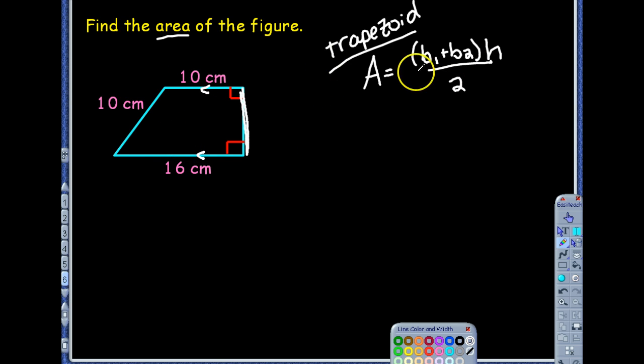Okay. So here's what we need. We need our 2 bases. Do we have the 2 bases? Yeah, those are the parallel sides. So that's your 10 centimeters on top and the 16 centimeters on the bottom. Do we have the height? No. That's what we need.